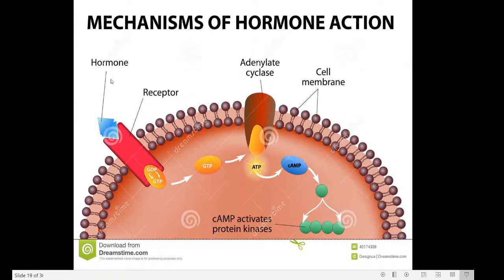Okay, here you can see the hormone is attached to the receptor. It makes a GTP signal. This signal leads to ATP binding to adenylate cyclase in the cell membrane, making a change in the membrane. The ATP conversion activates cAMP, and the cAMP activates the protein kinase.